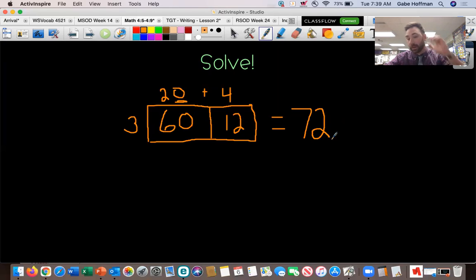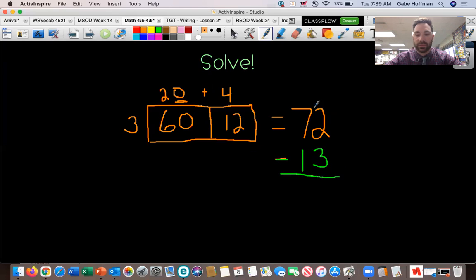oranges to start with, right? So there's 72 oranges to start with that they have in the crates. They've eaten 13. So now I'm going to go through and I'm going to subtract. I'll do that in a different color. I'm going to subtract the 13 they've eaten so far.